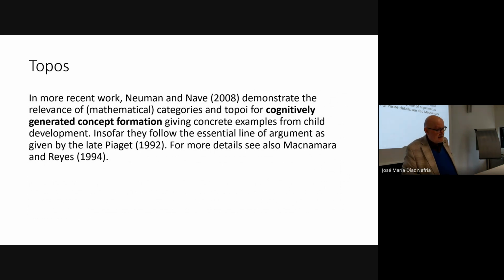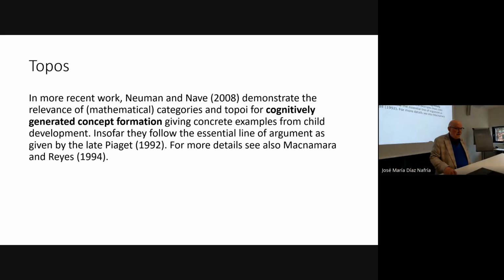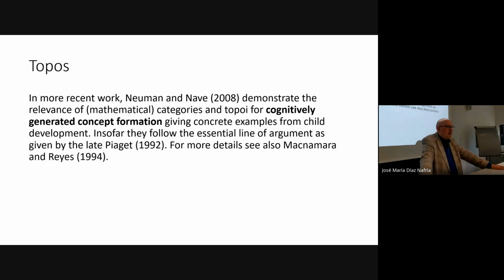And I've discussed this example several times already. Namely, those colleagues demonstrate the relevance of mathematical categories and topoi for cognitively generated concept formation. And they give concrete examples from child development. That is very important, because you have to remember that children, what they learn is what they learn for the first time, you see, and therefore you can realize what the underlying epistemological ground for this might be.